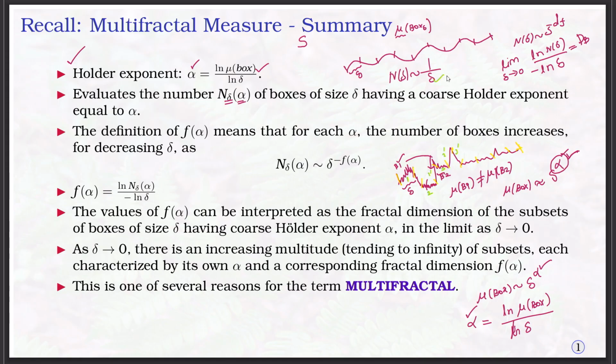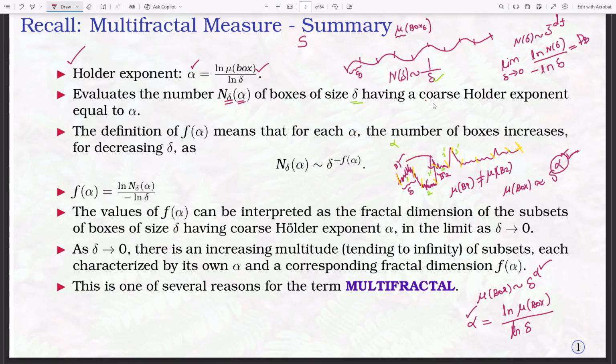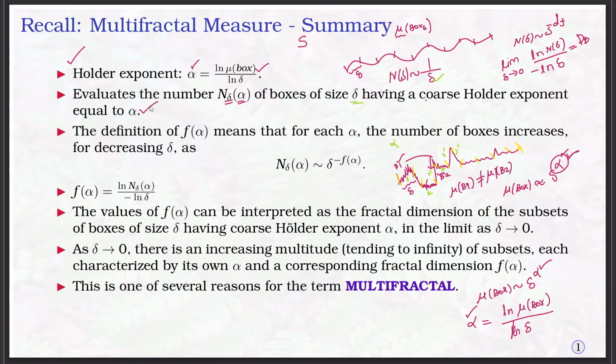Now with respect to the delta size, here the measure of these boxes is the same. Therefore 3 boxes have the Holder exponent alpha because we are fixing some alpha. The alpha range we usually fix and check that it is equal. And similarly here there are 3 boxes having the same Holder exponent. Now n delta of alpha denotes the number of boxes of size delta having the Holder exponent equal to alpha.